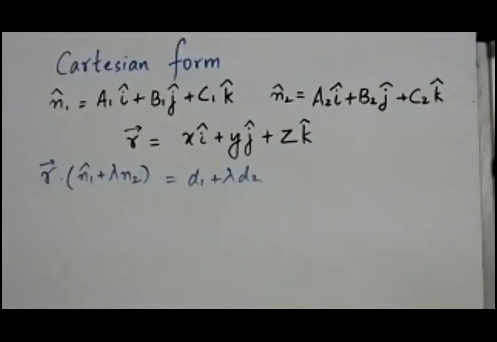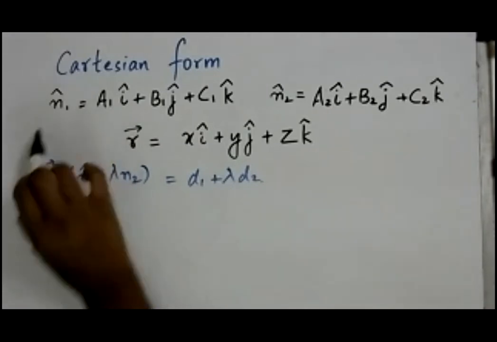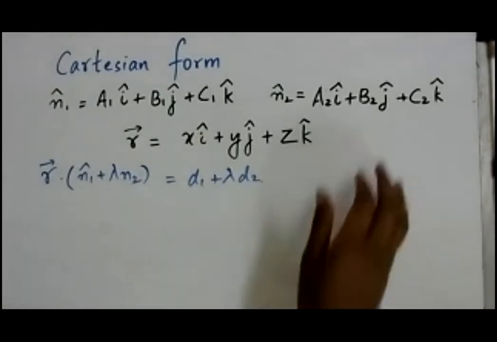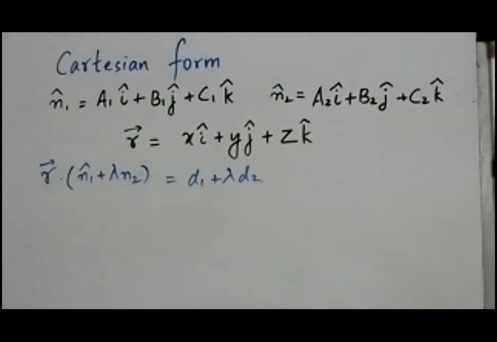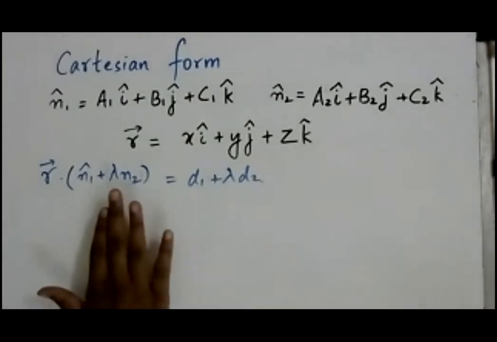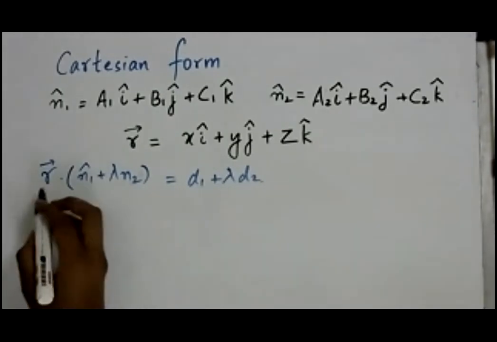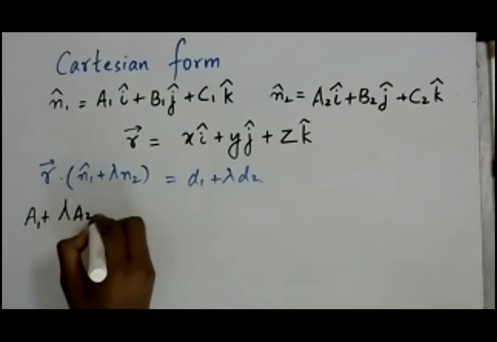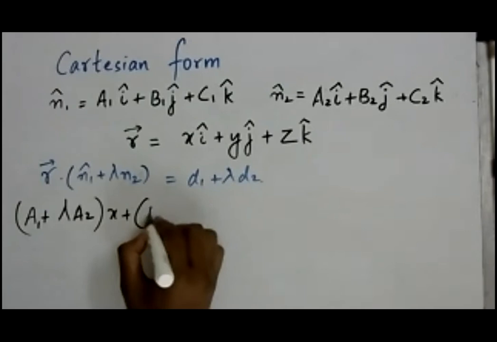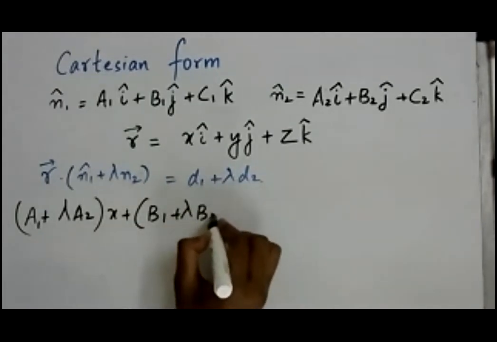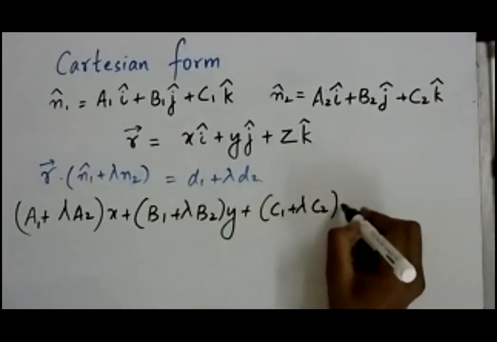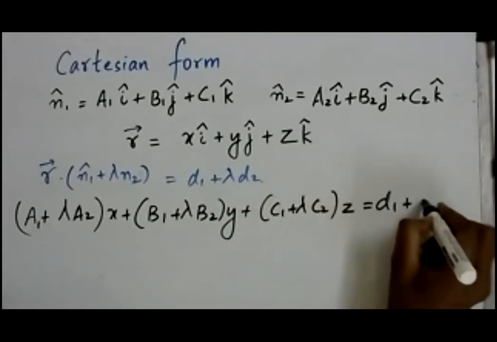Now let us try to get the Cartesian form for the same equation. We know n1 hat is a1 i plus b1 j plus c1 k, and n2 hat is a2 i plus b2 j plus c2 k. Also, r vector can be written as x i plus y j plus z k. Substituting these values in the vector form, we get a1 plus lambda times a2 times x, plus b1 plus lambda times b2 times y, plus c1 plus lambda times c2 times z, is equal to d1 plus lambda times d2.